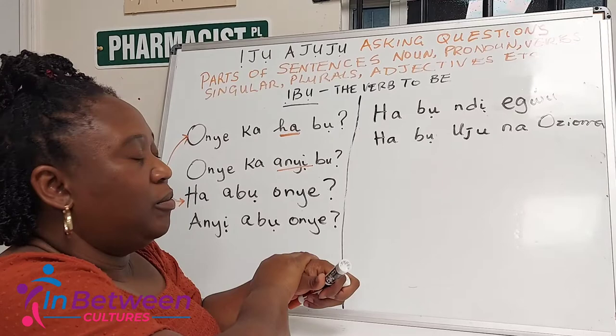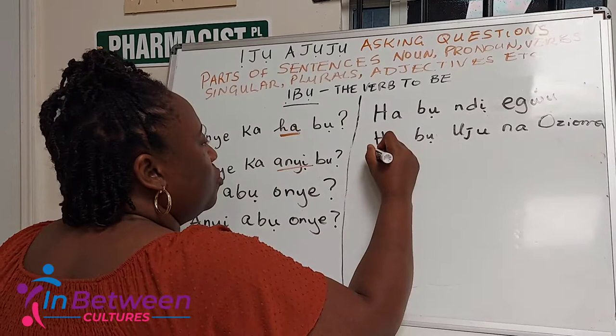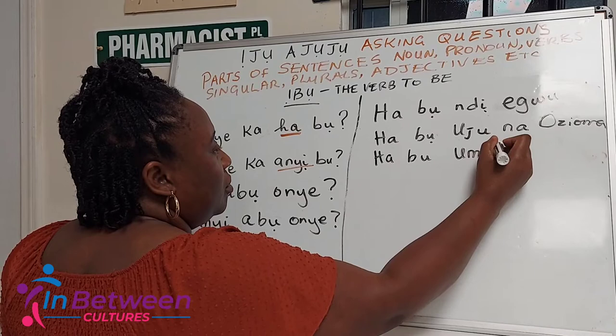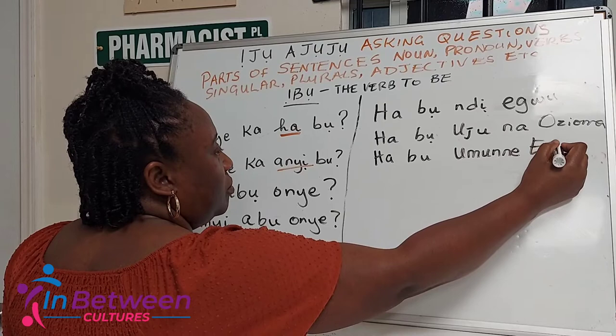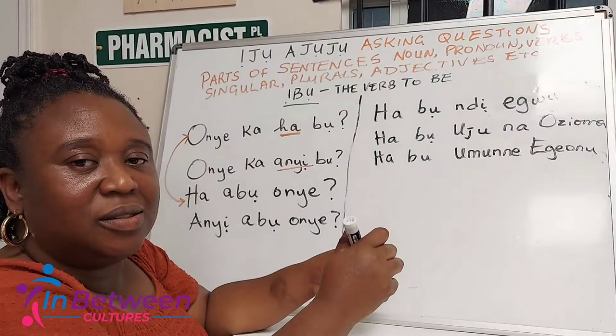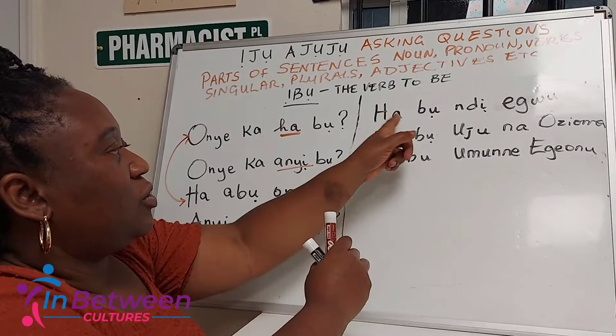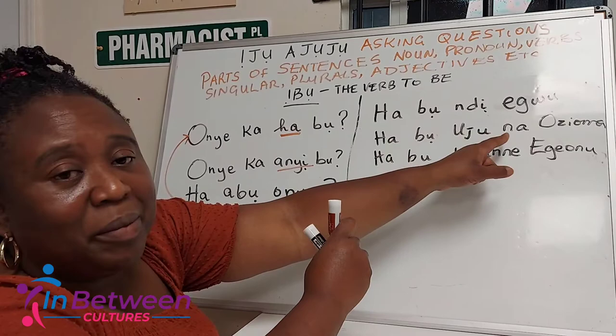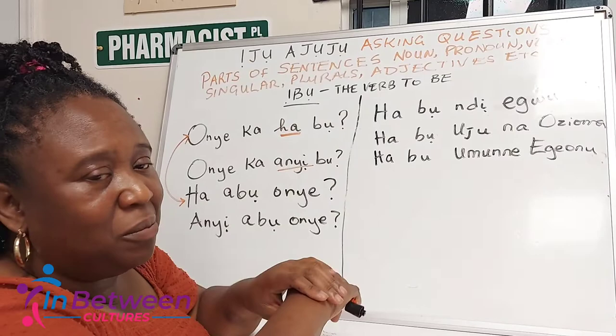I've explained them a little bit. Ha bụ ụmụnne. Now, you see where we have ụmụnne. Ha bụ ụmụnne. Ego ọnụ. They are ego ọnụ siblings. So you've described them as a relative. You've described them for an activity they do. They are dancers. You've described them by their names, Uju na Ozioma. So go back to the other examples and kind of multiply them.